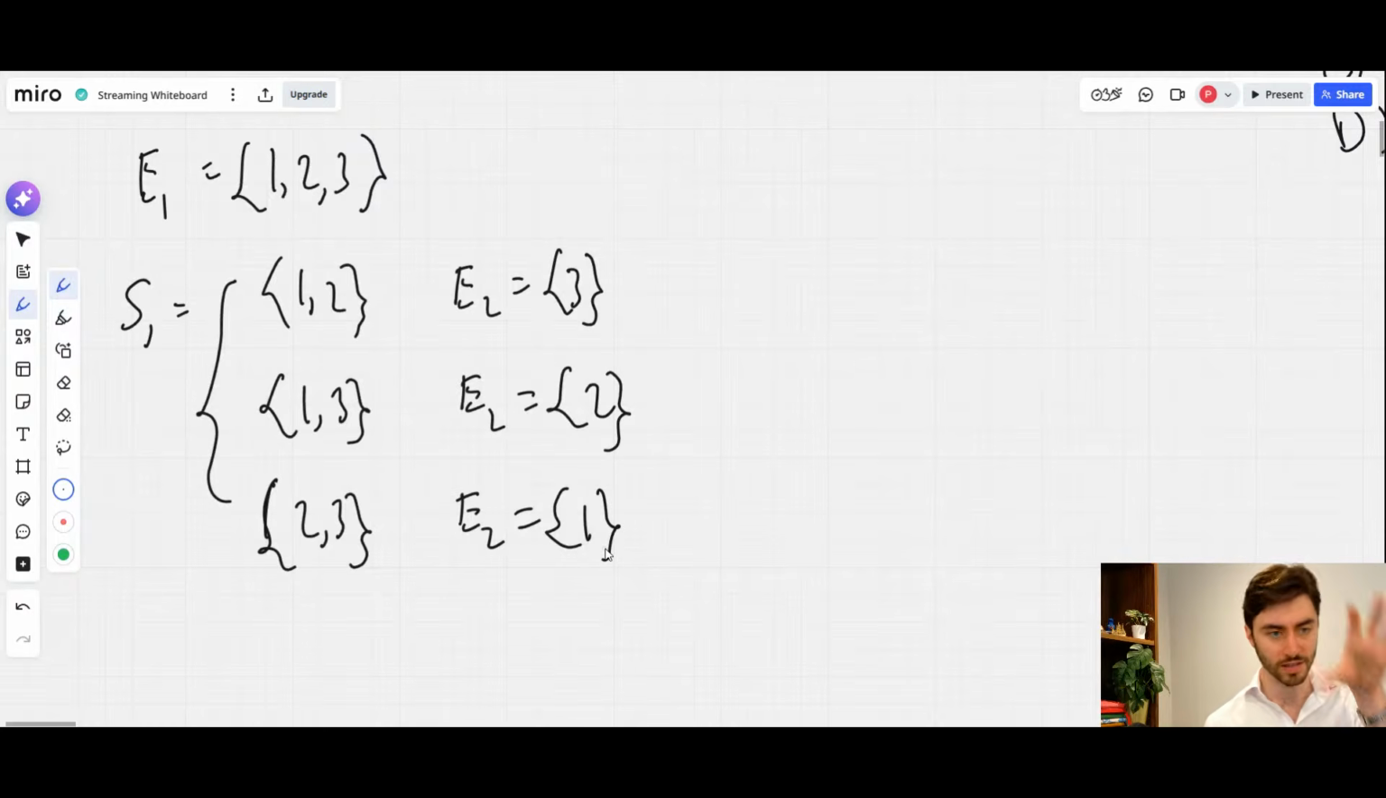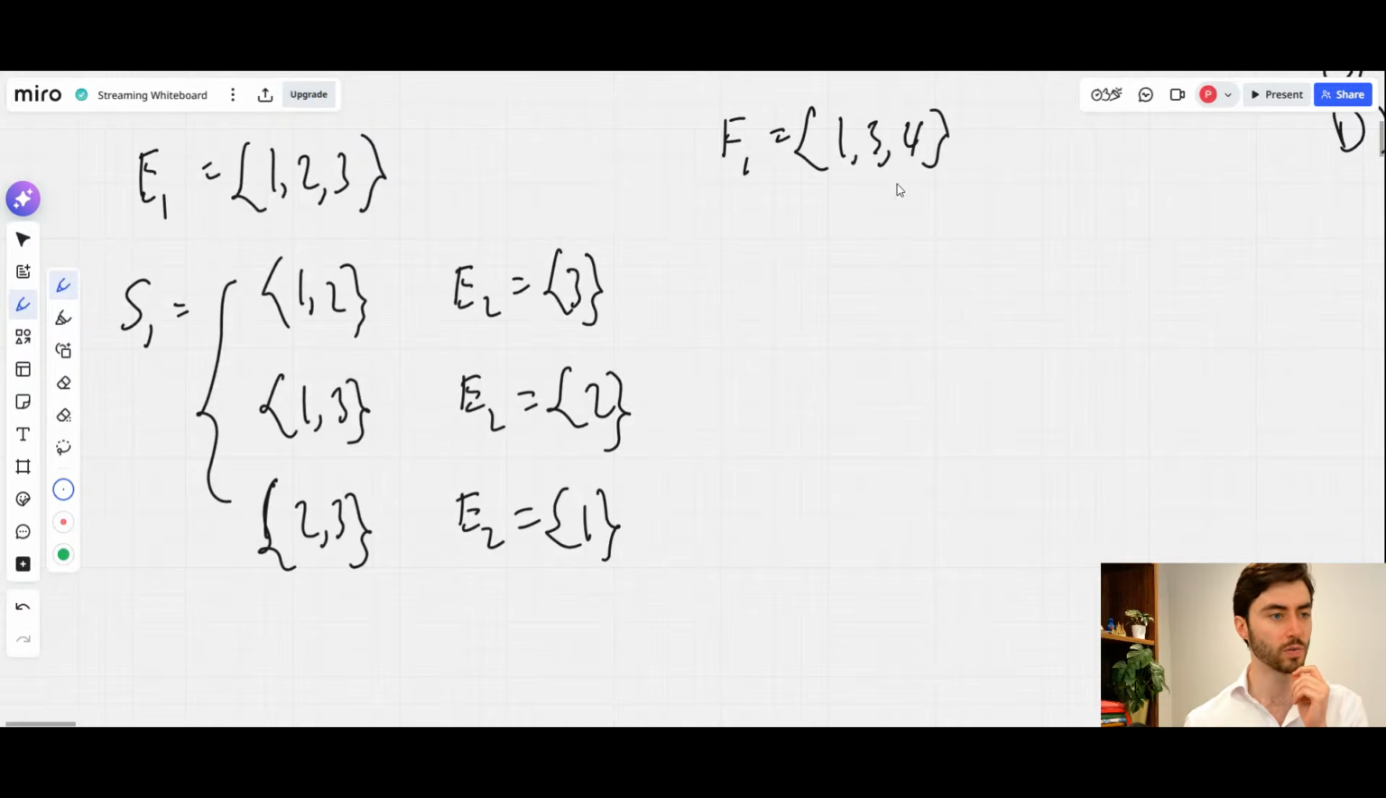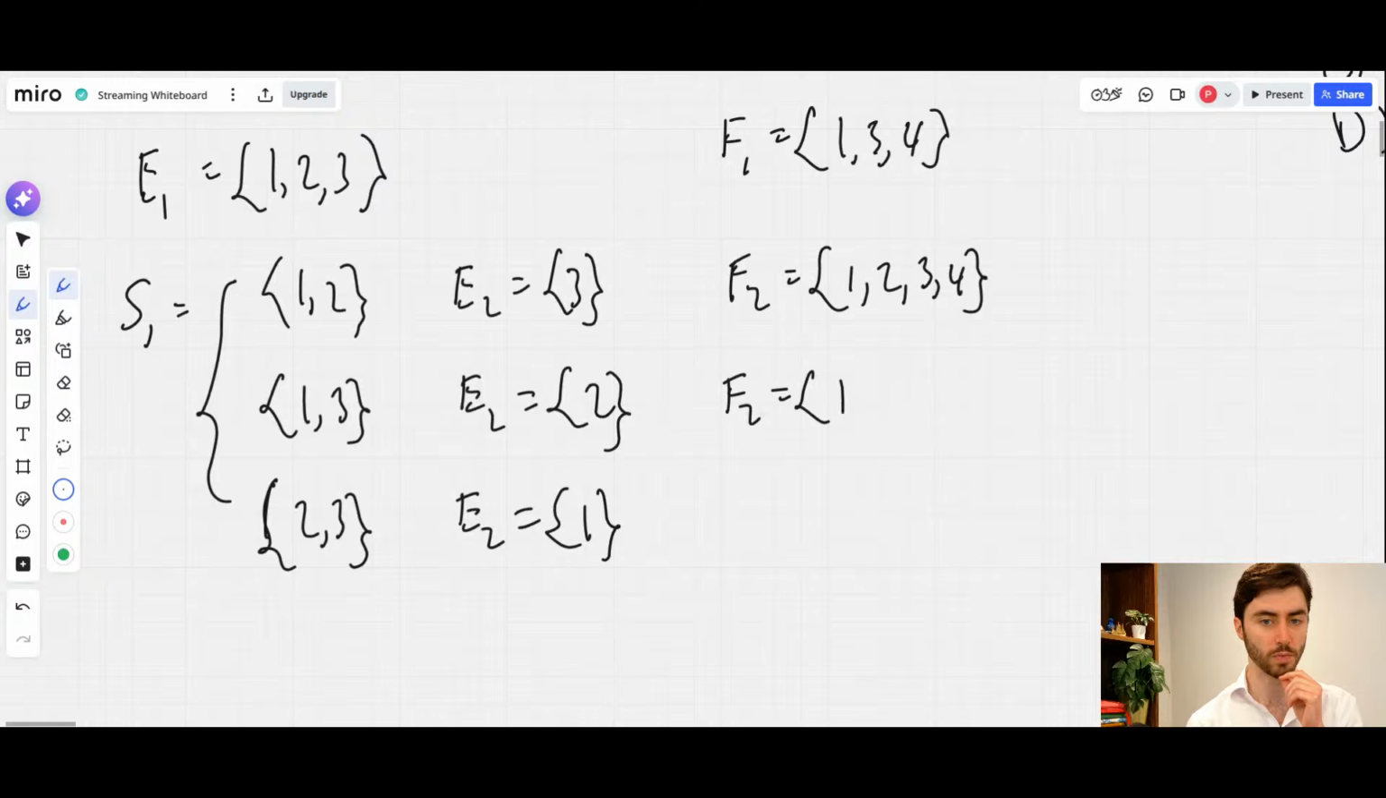And I feel like a nice, systematic approach is going to be how to nail this down. F2 is F1. So again, let me lay out what F1 is: 1, 3, 4. And F2 is F1 unioned with S1. So in this case, F1 unioned with S1 would be 1, 2, 3, 4. This F2 would be 1, 3, 4. This F2 would be 1, 2, 3, 4. So those are my possible F2s at this point.